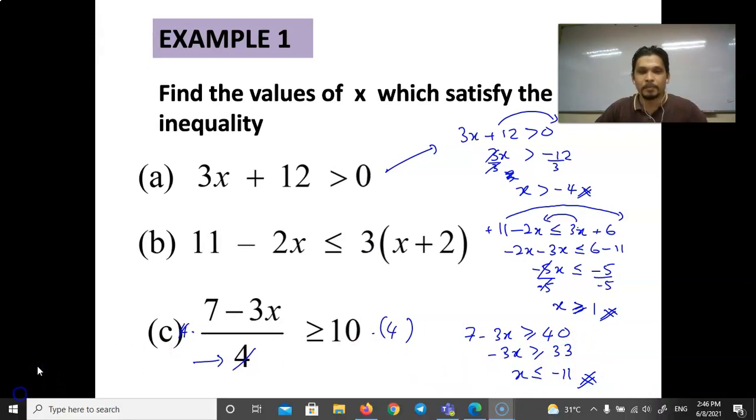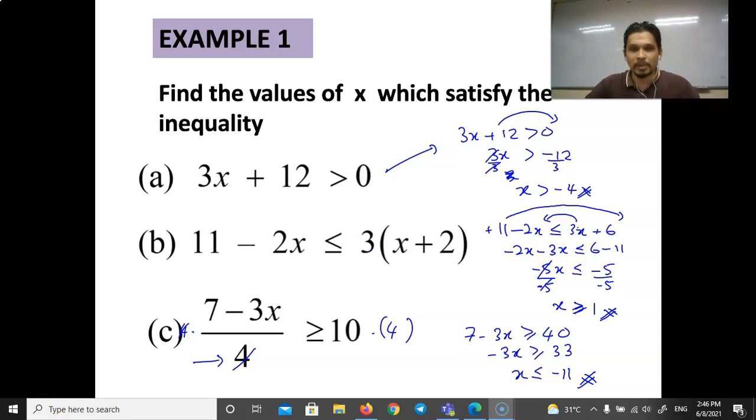Okay, class. I think that I should explain to all of you the way we write this final solution for each of these examples here.